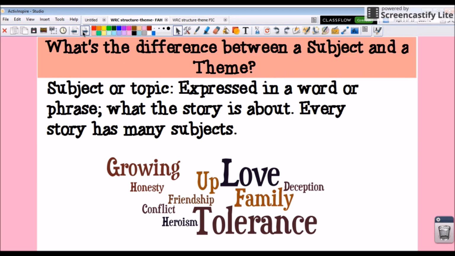You've got to take that subject or topic and extrapolate it into the actual longer lesson that the text is teaching. So what is it that the text is saying about family? What are they saying about friendship? What are they saying about growing up?